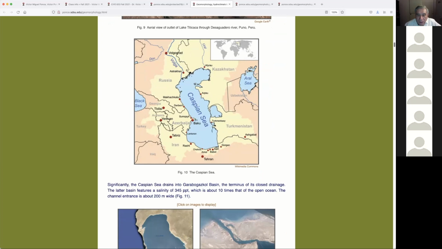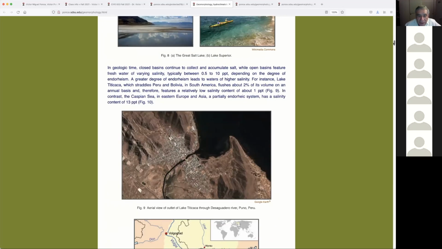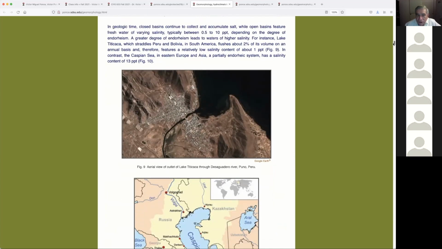On the other hand, we can look at the Caspian Sea, which is in the lake. The Caspian Sea sits right next to Russia on the left, Azerbaijan, Armenia, Kazakhstan, Turkmenistan. These are the ex-Soviet republics. Interesting thing about the Caspian Sea is that it has a salinity of 13 ppt, so it's about a third of the ocean. Remember, the ocean is 35.